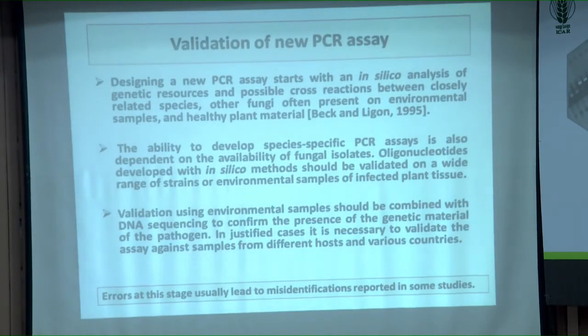So, the third step is the validation of the PCR assay. Suppose you have designed primers based on some specific region. Now, you amplify it in your particular pathogen, and you have checked specificity and sensitivity also. Then you have to validate it in plants, in soils, in seeds, in different parts of the plant also, and in different environmental conditions. So, you have to follow this.